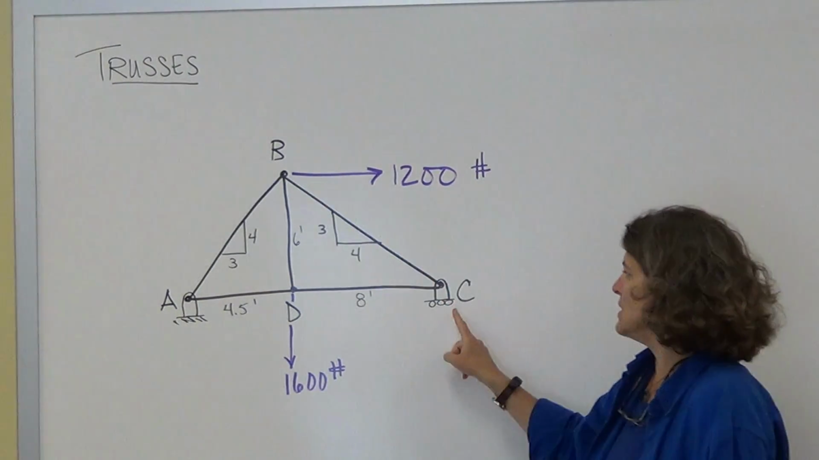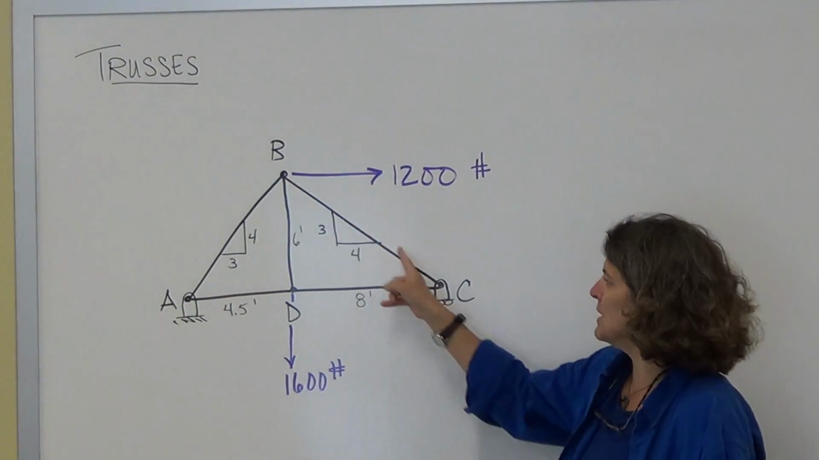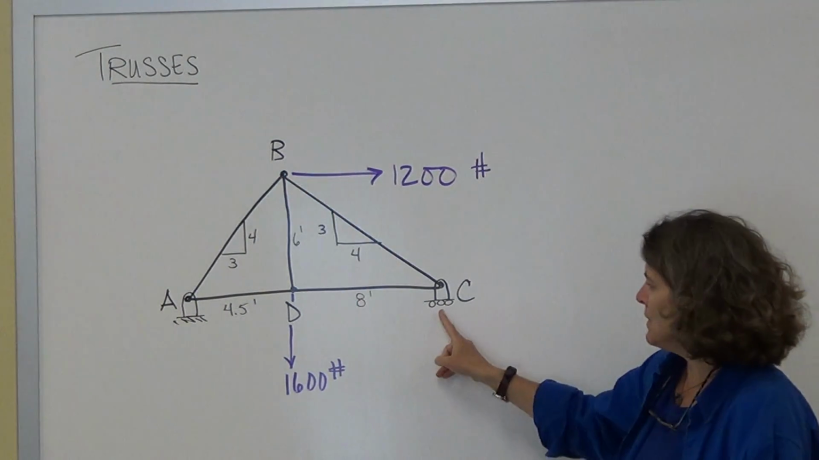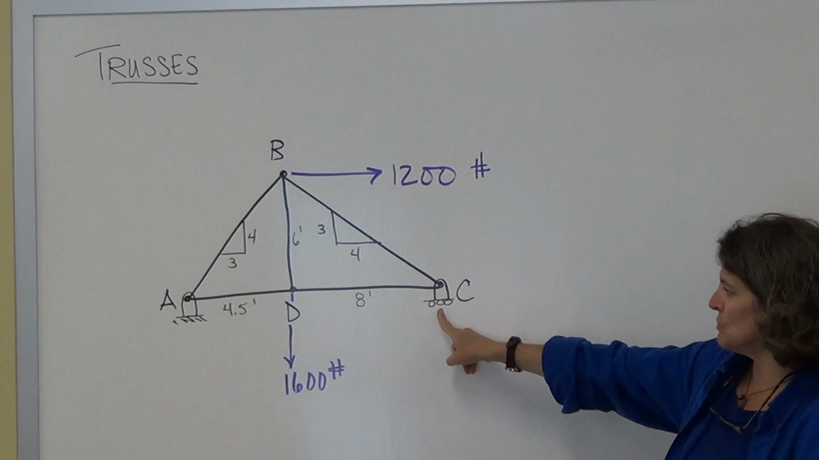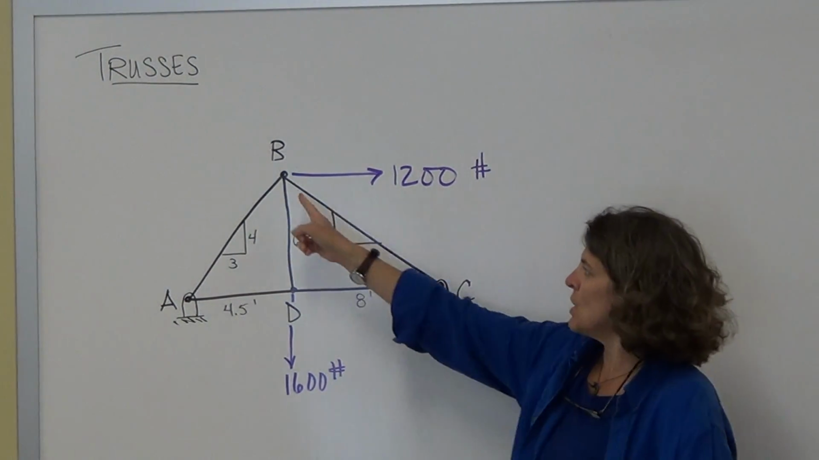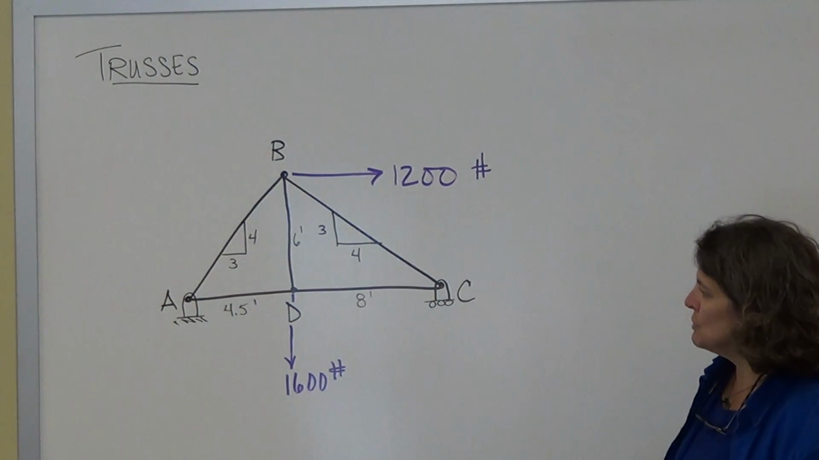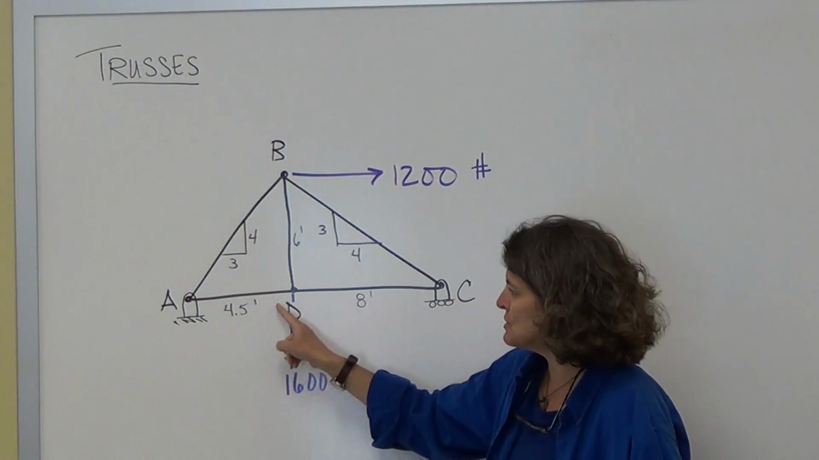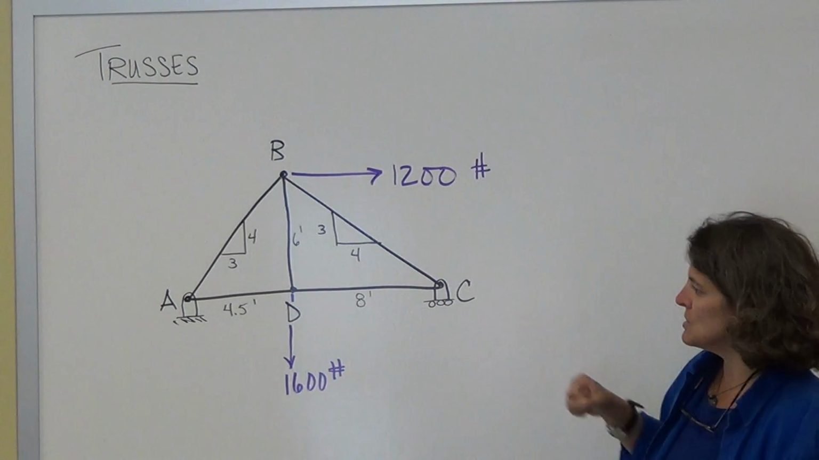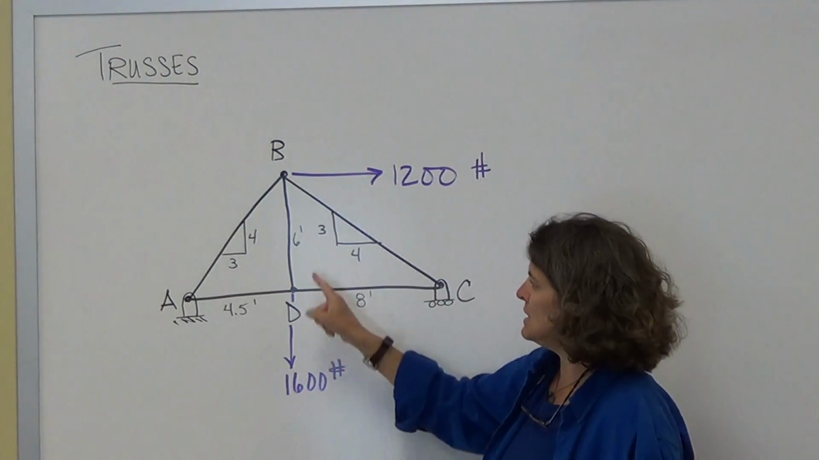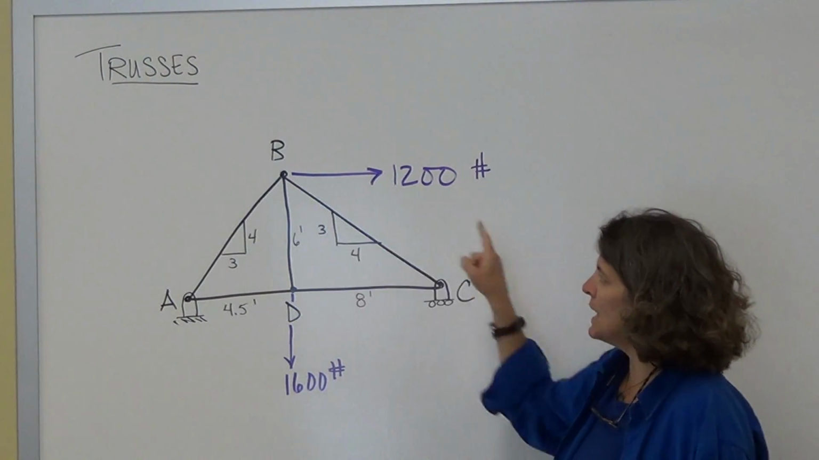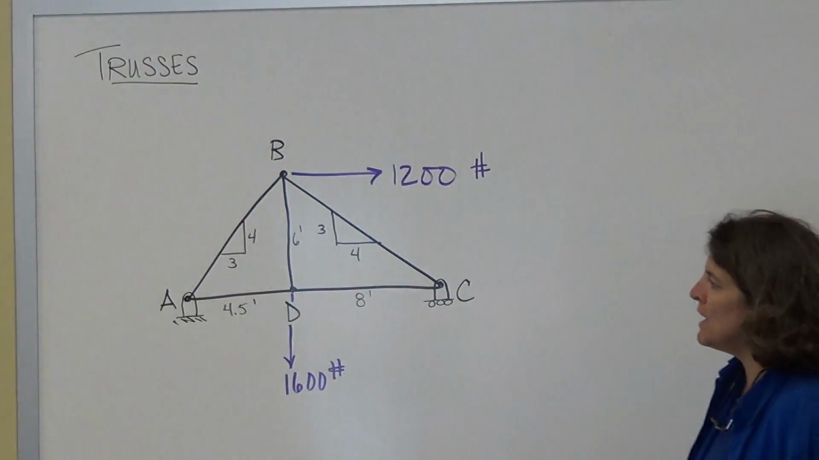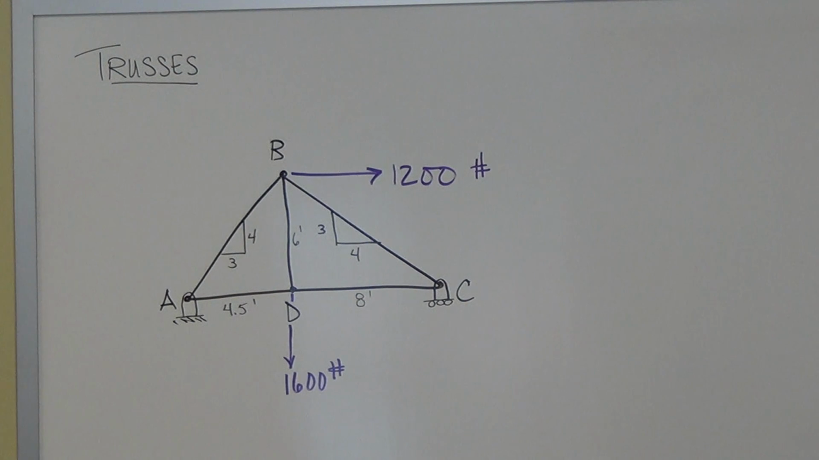How about BC? Same kind of thing, nothing happening in between, but there's a load at B, there's a pin at B, and there's also, what's at C? That's a roller, right? So everything is going on at the two ends, two force member. How about from A to D? Same thing, this is a two force member. From D to C, it's a two force member, and B to D, it's a two force member. So we're looking at a truss that has 1, 2, 3, 4, 5 two force members here.